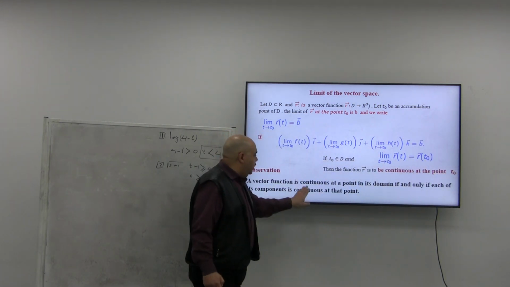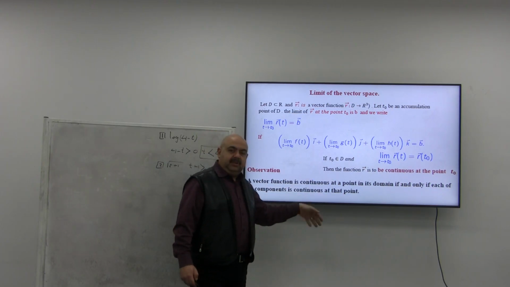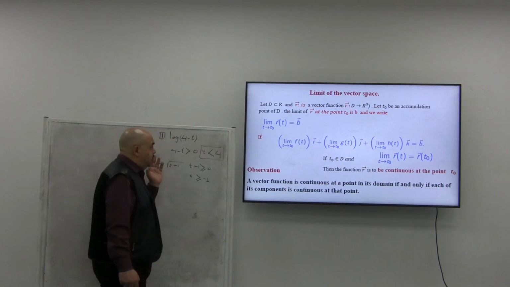A vector function is continuous at a point in its domain if each of its components is continuous at this point. I mean by these components f of t, g of t, and h of t.